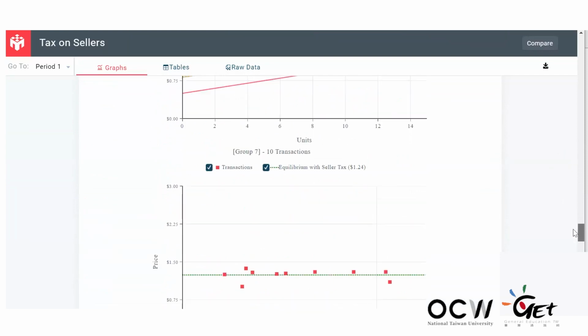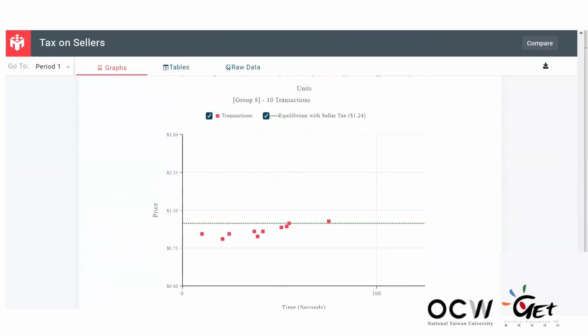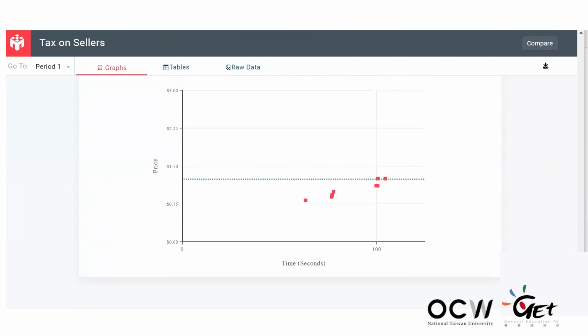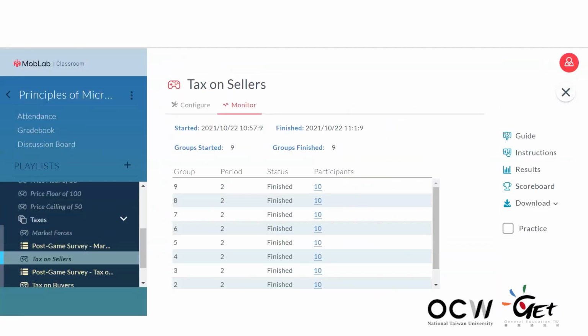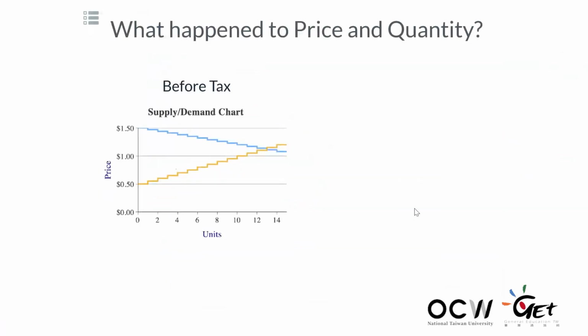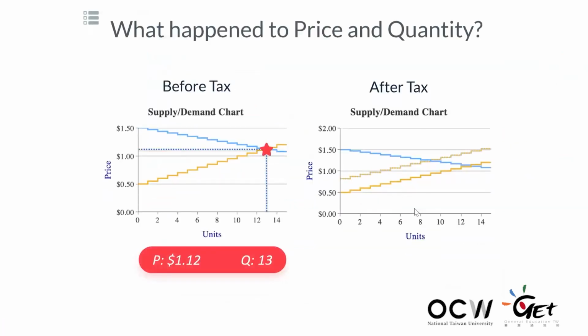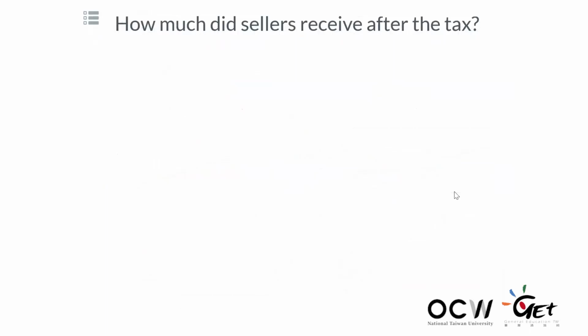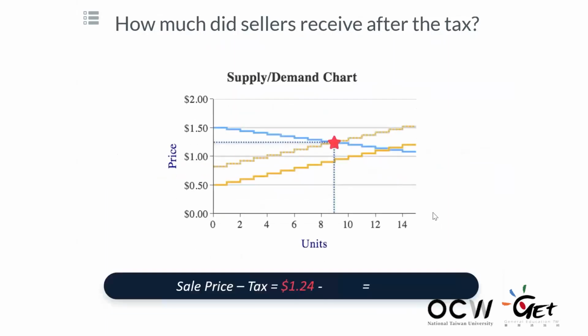And here's group 7, and then group 8, and group 9. All right, so that's the tax on sellers. So what happened? Here we're shifting the original equilibrium towards this one. The equilibrium price increased to 124, and equilibrium quantity dropped to 9. We do see people converging toward the price, although some groups didn't complete all the possible transactions, and some prices were actually slightly crazy.